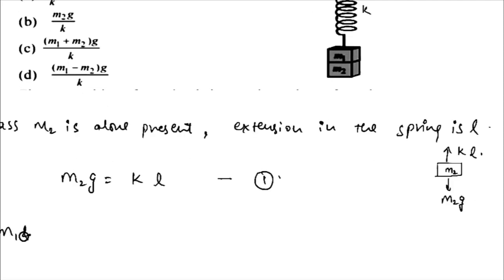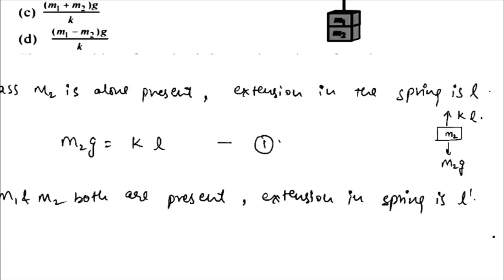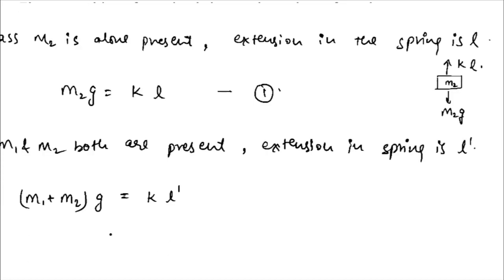when m1 and m2 both are present, and we consider the extension in the spring to be L dash. Then in this case, m1 plus m2 into g is equal to k into L dash. Now we can write L dash in terms of L: L dash will be equal to L plus del L, where L is the initial length.